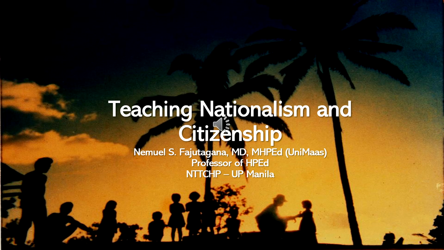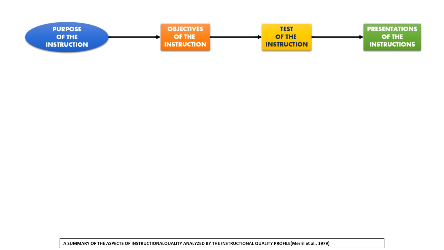And to basically provide you with a much wider context, I will be using the instructional quality framework by Merrill in analyzing quality of instructional design. There are four elements that we should be cognizant of in relation to the elements of the design. So we have the purpose of the instruction, objective of the instruction, test of the instruction, and presentations of the instruction.